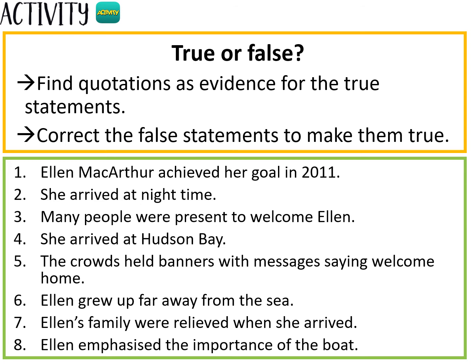Is that true or false? Number four, she arrived at Hudson Bay. Number five, the crowds held banners with messages saying welcome home. Number six, Ellen grew up far away from the sea. Number seven, Ellen's family were relieved when she arrived. Eight, Ellen emphasised the importance of the boat.